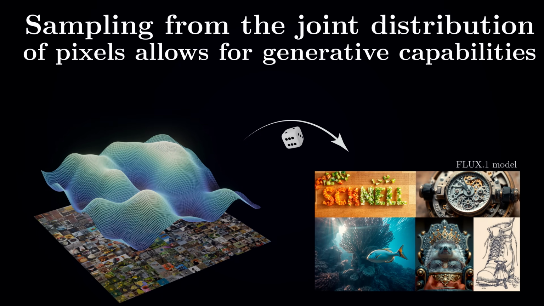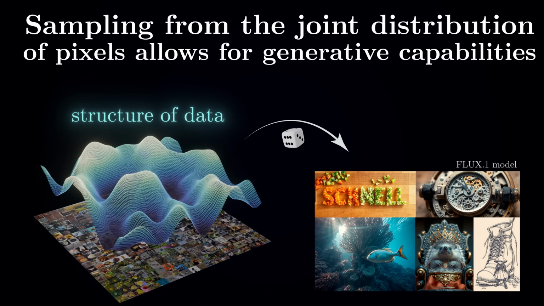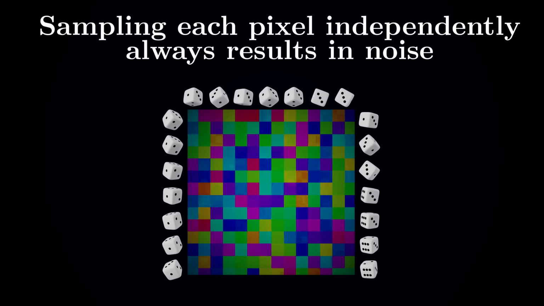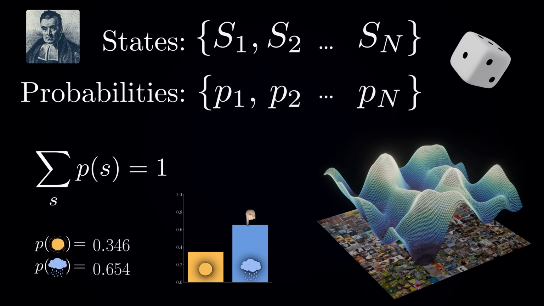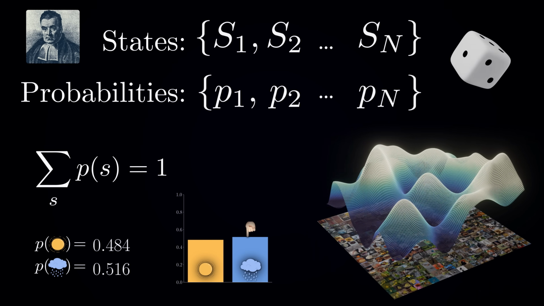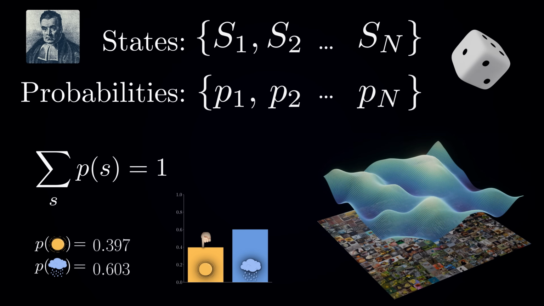Because this distribution captures the structure of data present in natural images, this would be entirely different from randomly selecting values for each pixel independently, as this would always result in noise. Now that we have established a common ground for the language of probability, let's explore the powerful math behind what it takes to describe and model a distribution.